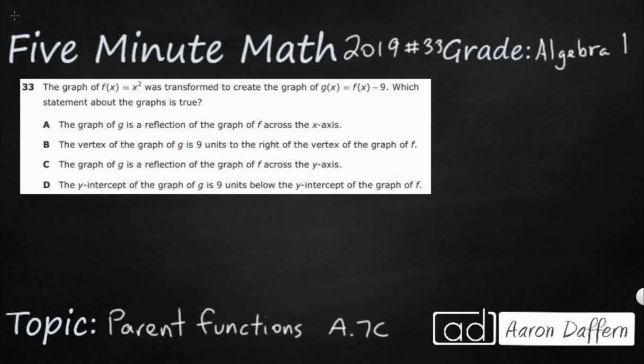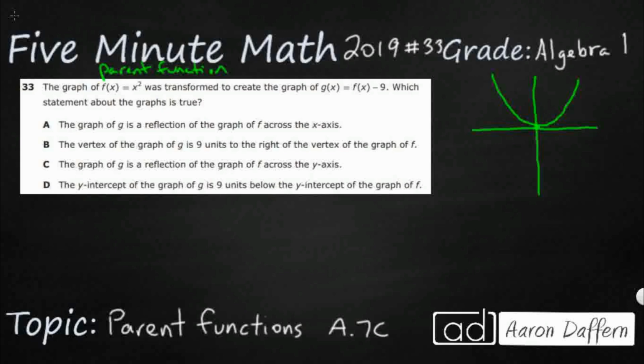So we have the graph of f of x equals x squared. So let's just draw that real quick. That is what we call our parent function. It's the most vanilla, boring quadratic function that we can think of. What we're going to do is transform it. So that's the parent function right there, sitting on the origin.